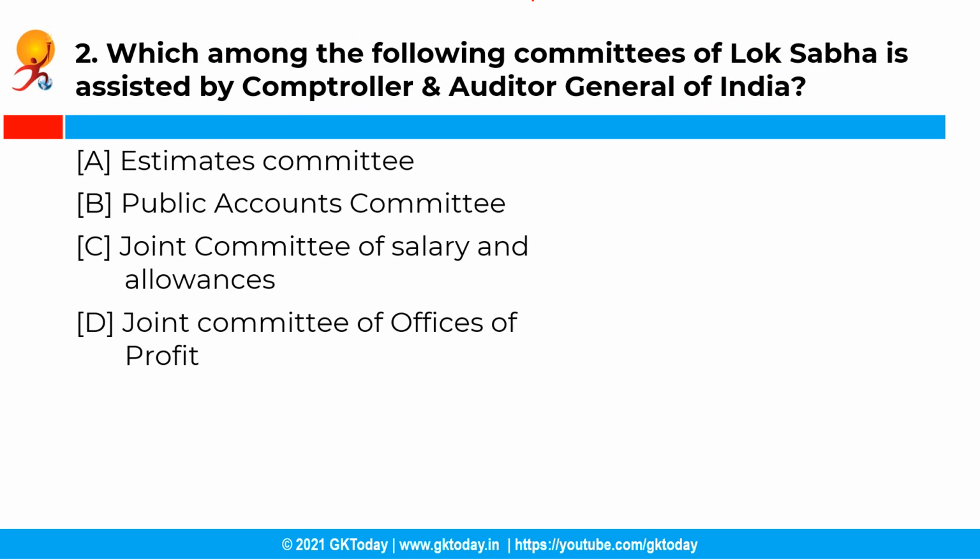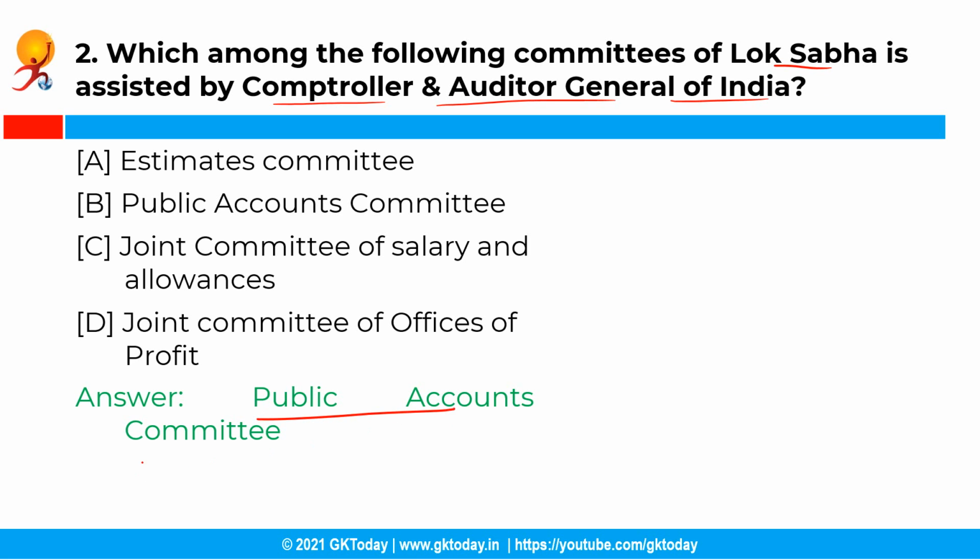The next question is, which among the following committees of Lok Sabha is assisted by Comptroller and Auditor General of India? So you have the following options and the correct answer is option B, that is Public Accounts Committee. So the Public Accounts Committee examines the annual audit reports of the Comptroller and Auditor General of India, which are laid before the Parliament by the President.